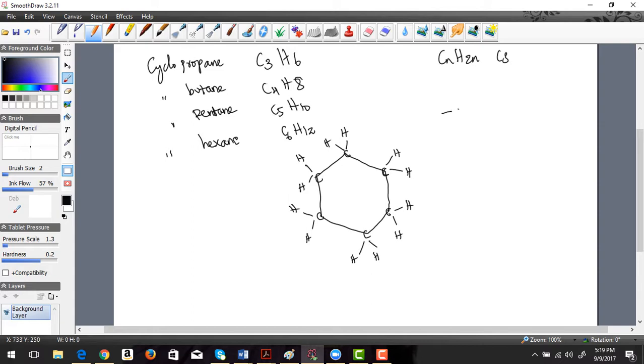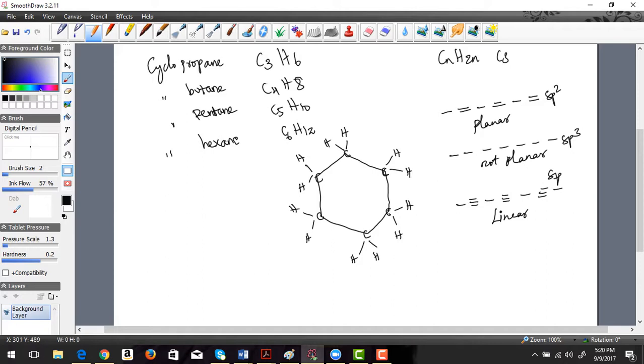If you have alternate single and double bonds in the entire molecule, then that compound only contains sp2 hybridized carbons, and we said that's planar, okay? If it contains single bonds, we said it's not planar. If it contains single and triple bonds all the way, we said it's linear, right? This is sp, this is sp3, this is sp2, right?